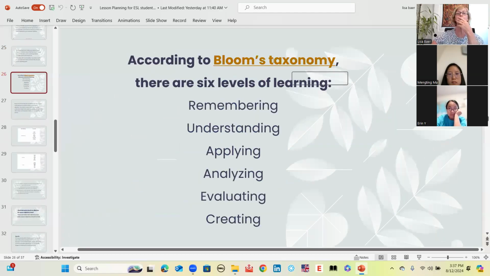Well, actually, yeah, so that's why you're using these verbs. They are the 6 levels of Bloom's taxonomy of learning. So remembering, understanding, applying, analyzing, evaluating, and creating. So remembering, of course, right? What is remembering in say, an objective? What would that look like?